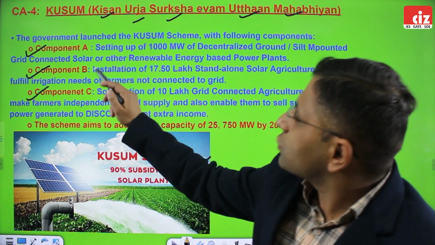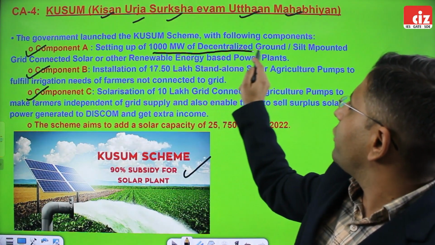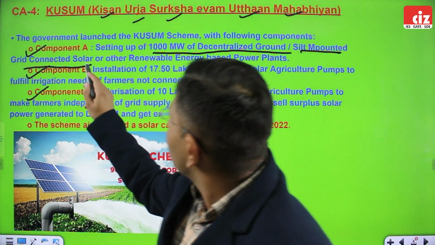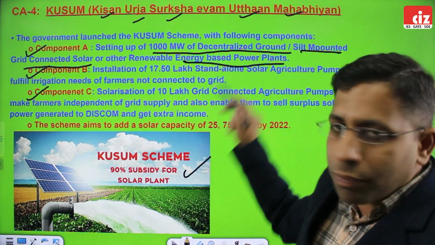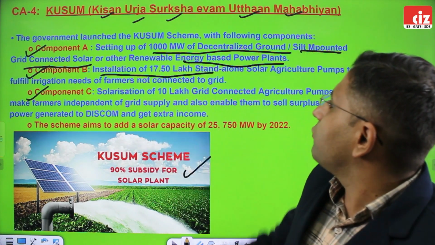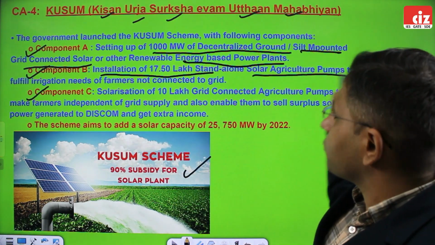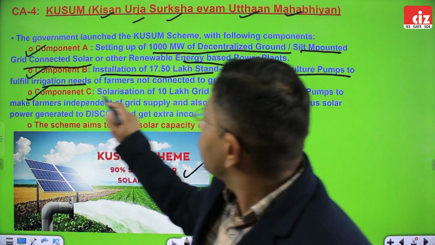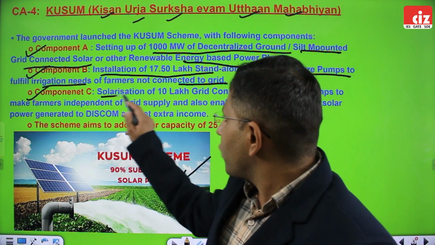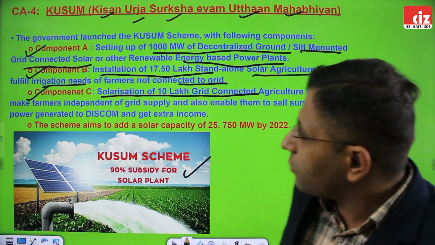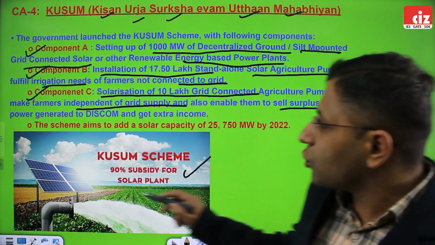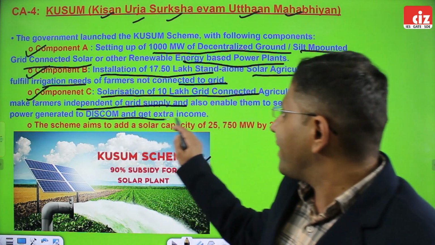Component A is the setting up of 1000 megawatt of decentralized ground or stilt mounted grid connected solar or other renewable energy based power plants in the country. Component B highlights the installation of 17.50 lakh standalone solar agriculture pumps to fulfill the irrigation needs of farmers not connected to the grid. And component C is the solarization of 10 lakh grid connected agriculture pumps to make farmers independent of grid supply and also enable them to sell surplus solar power generated to DISCOM and get extra income.